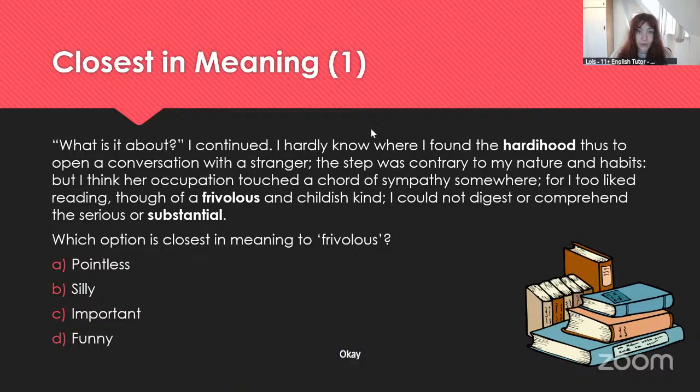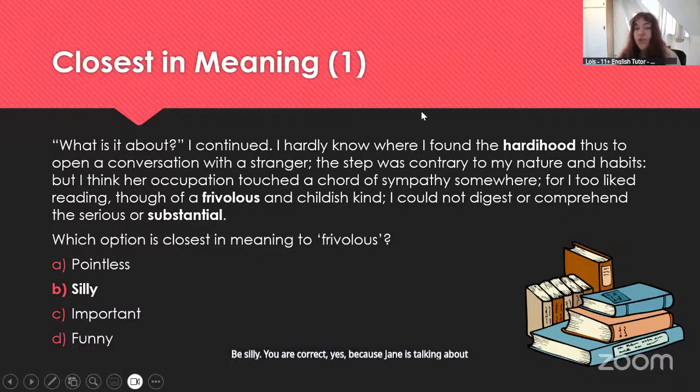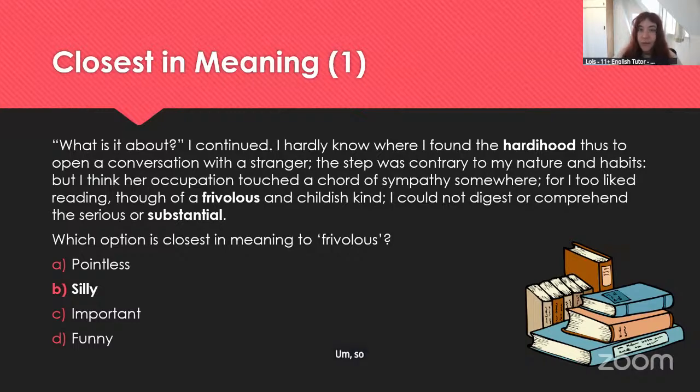Okay, lots of good answers here. Lots of you have said the right answer. I'm just checking over. Okay, fantastic. If you said B, silly, you are correct, because Jane's talking about how she likes reading, but she just reads sort of silly stuff, not serious, somber books. So this describes her tastes in reading. Well done if you got that correct.